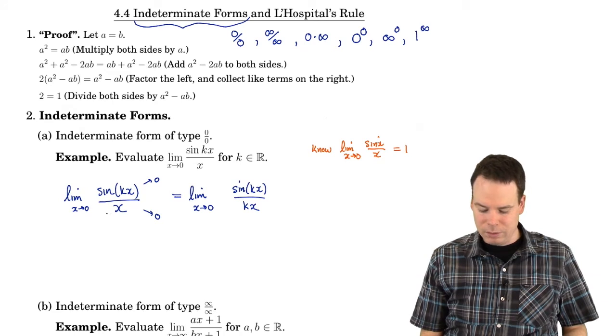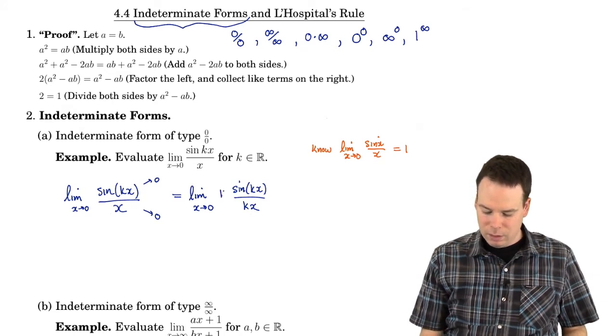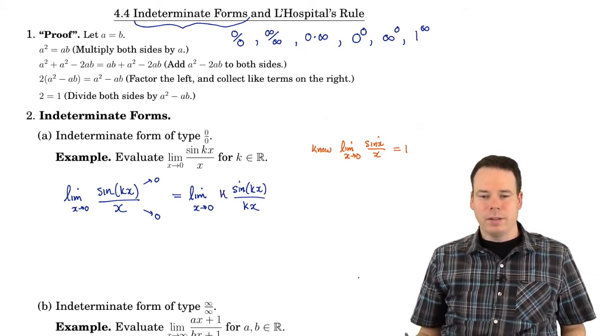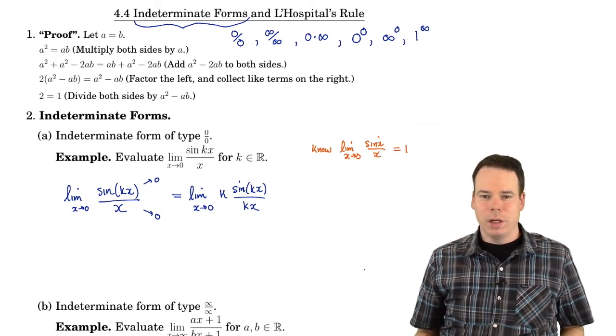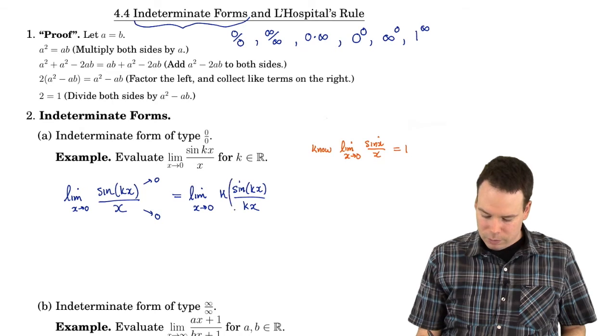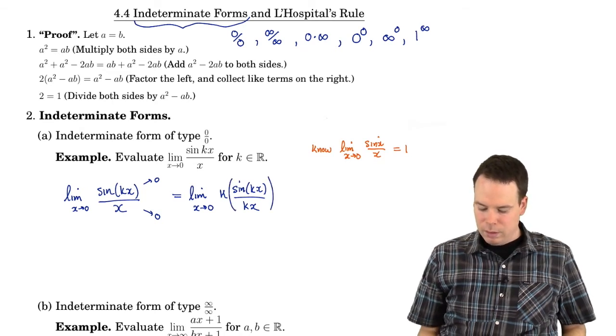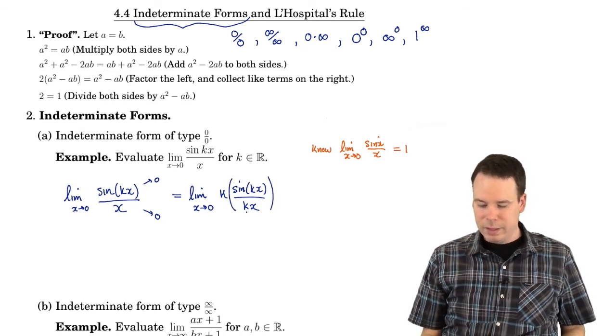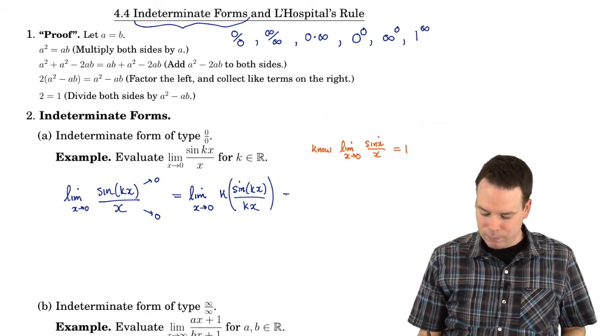It's no longer k, or it's no longer x, it's actually k times x. So I'll put a k out front to cancel it. So what I've done is I've just multiplied by 1 in a fancy way. That's k over k. Now I focus on this bit here. Now the argument of the sine function is exactly equal to the denominator, and they're both going to 0.